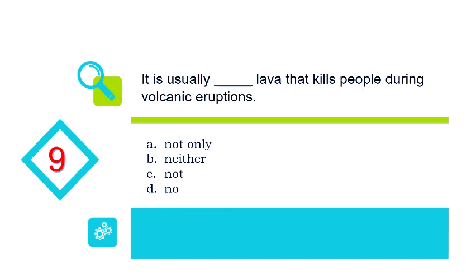Number 9. It is usually blank lava that kills people during volcanic eruptions. A. Not only. B. Neither. C. Not. D. No. And what's the correct answer? Our correct answer here is letter C.